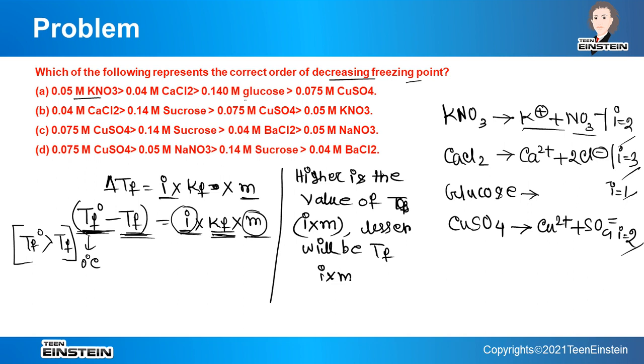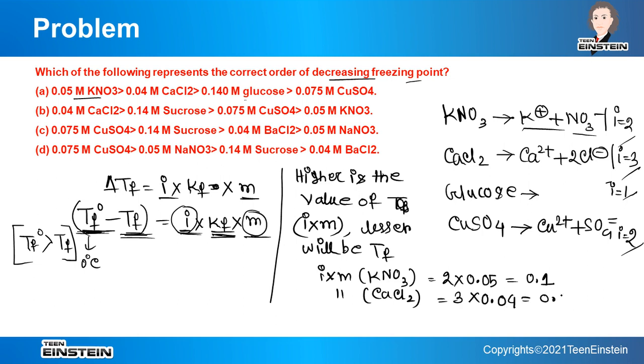Now in case of KNO3, i into M: i is 2 and M is 0.05. So the value will be 0.1. Then i into M for calcium chloride is 3 into 0.04, which is 0.12. Next is glucose. For glucose, it is simply 1 into 0.14, so it will be 0.14.